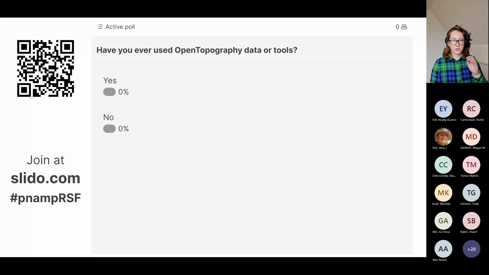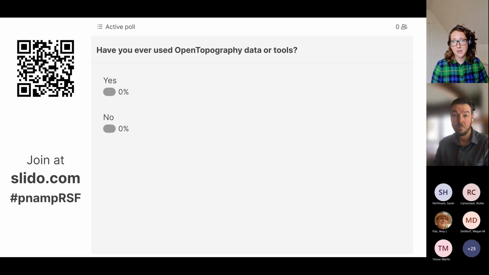Great. So we like to ask, again, live polling questions that might be helpful for our presenters prior to their presentations. So before our next presenter begins, please go to this QR code or the link that is in the chat and answer the question: have you ever used OpenTopography data or tools?